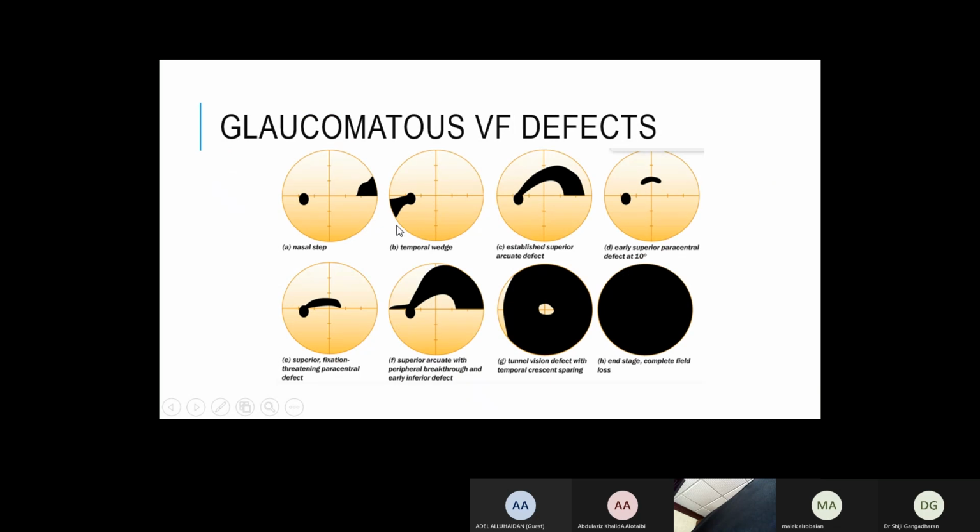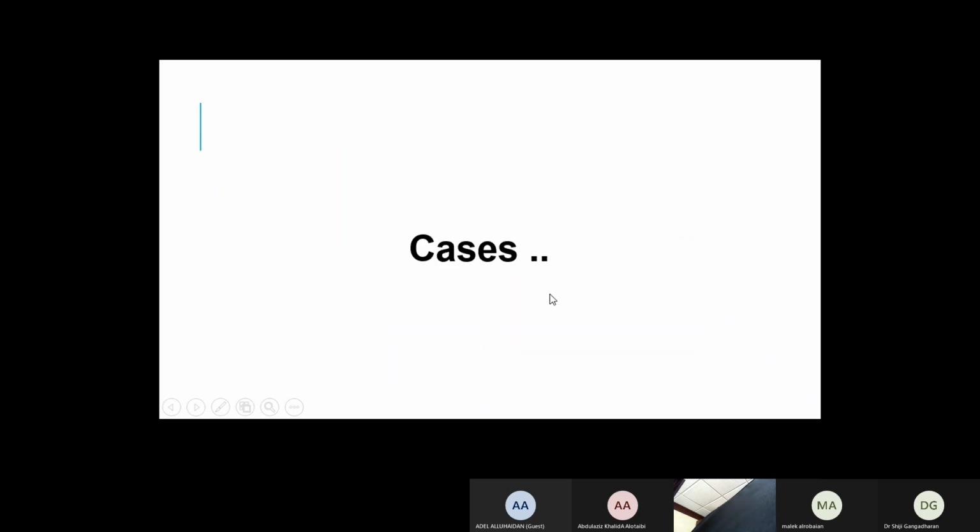Types of glaucomatous visual field defects: we can see nasal step, temporal wedge, arcuate scotoma, and paracentral scotoma. You can also see, like this one, paracentral or threatening fixation. And we can see altitudinal defects. In advanced cases, we have generalized depression with a central island. At the end, we have complete visual field loss.